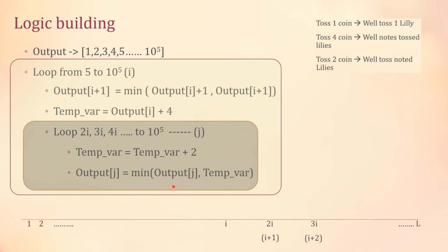Then once we do that, we go back to the main loop, and now we have a new value. Output of i plus 1 or output of i, so accordingly it will check which is minimum and update. I think this point is clear now, because we already checked it. So both will update the output array. Now let us check the Python code for this.